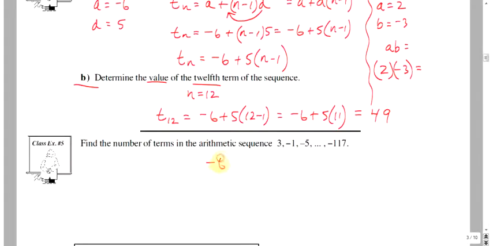Don't do this, but just to show you that that will still work, 5 times 12 is 60, minus 5, that's 55, take away 6, we get the same thing. You can do it that way, right? But why would you?